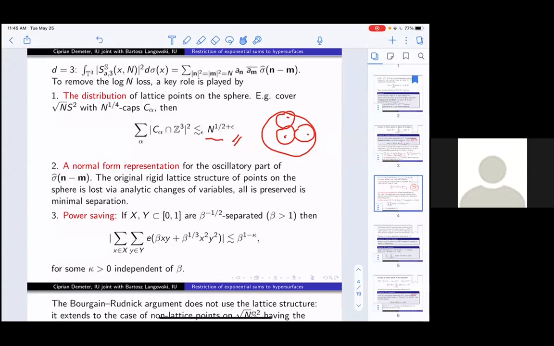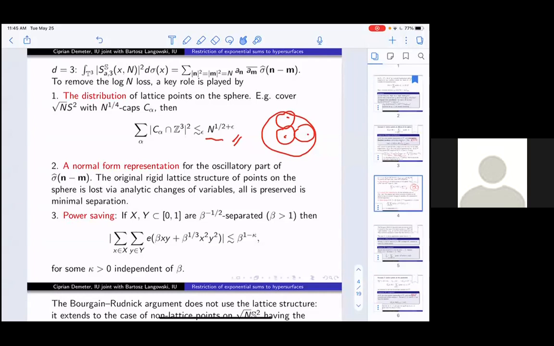Now, what's interesting is that if you do these changes of variables, of course, you completely destroy the initial rigid lattice structure of the lattice points on the sphere. But what you preserve at the end is a certain minimal separation. So maybe the points are no longer lattice points, but they're not going to clump together too much.